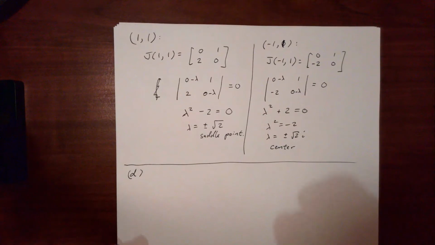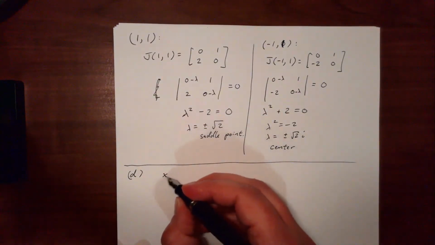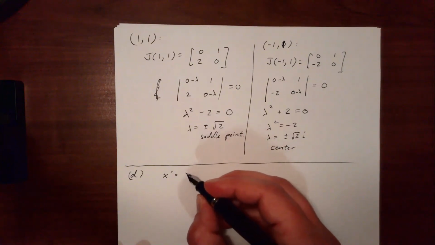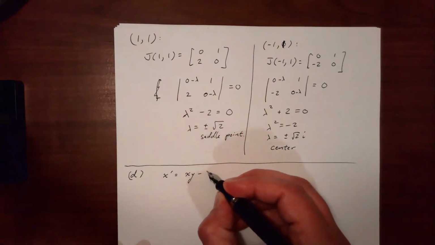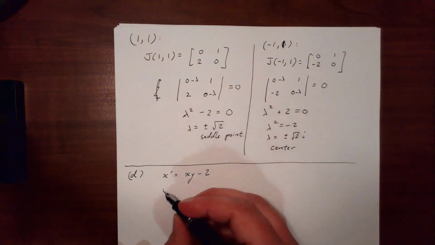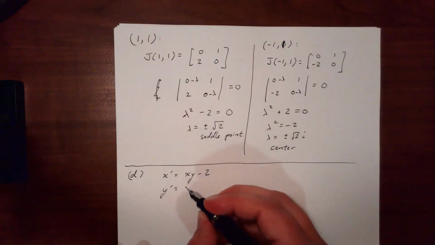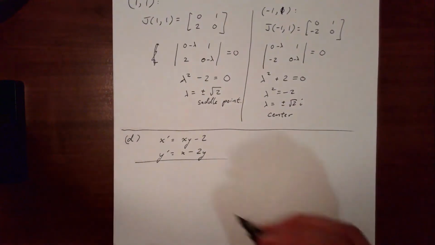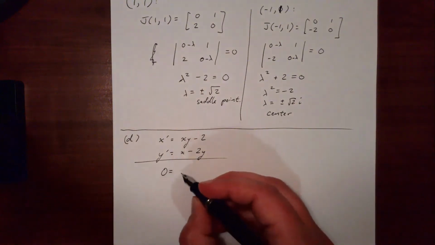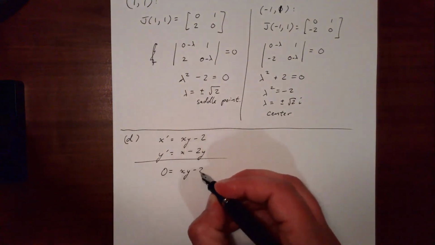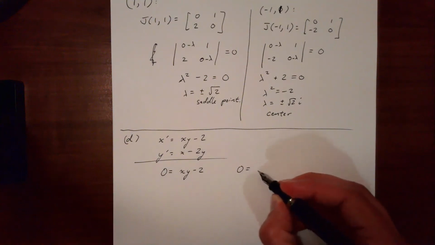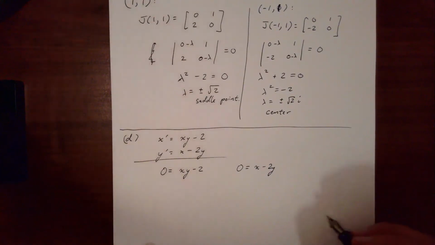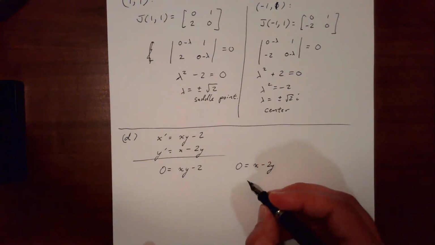All right. Now, another case. Let's take one that's also nonlinear here. We'll go x prime equals xy minus 2 and y prime equals x minus 2y. So now set it equal to 0, and I have xy minus 2 equals 0, and I have 0 equals x minus 2y. So I think I might try my luck with solving this second one first.